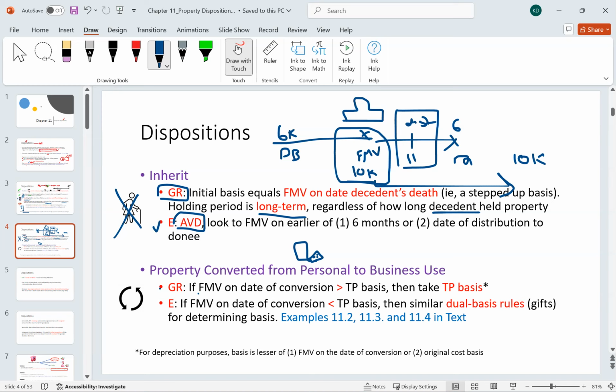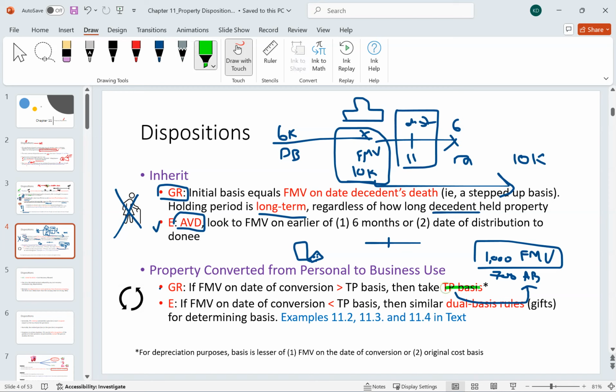Well, the general rule is going to be the fair market value on the date of conversion, right? So maybe it's worth $1,000 on the date of conversion, where you convert it from personal to business use. If it's greater than your basis, so maybe you paid $700 for this laptop, and now COVID hit and it's gone up in value, so the fair market value is the bigger of the two. In that case, your basis for purposes of the business use, if the fair market value on the date of conversion is greater than the basis, 1,000 is greater than 700, is essentially a carryover basis on there.